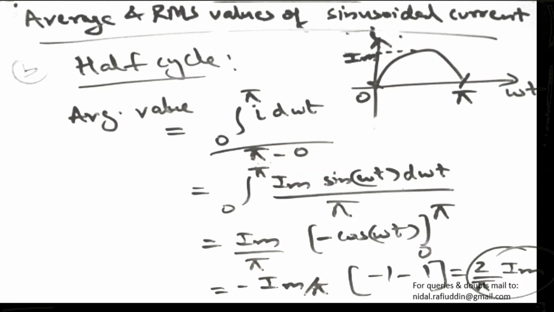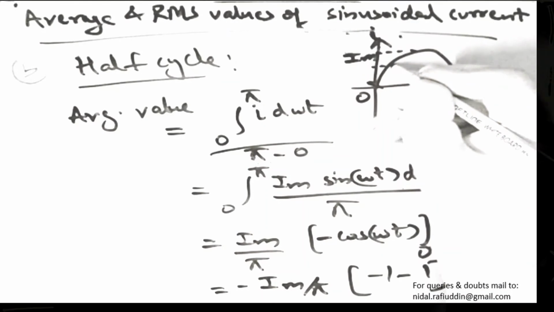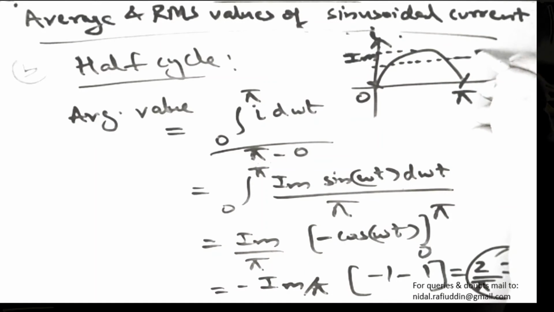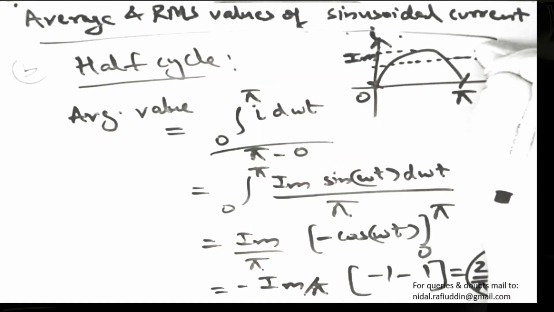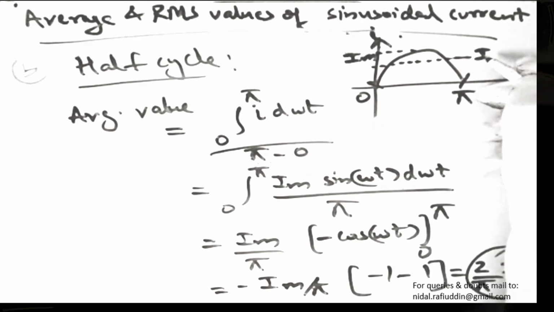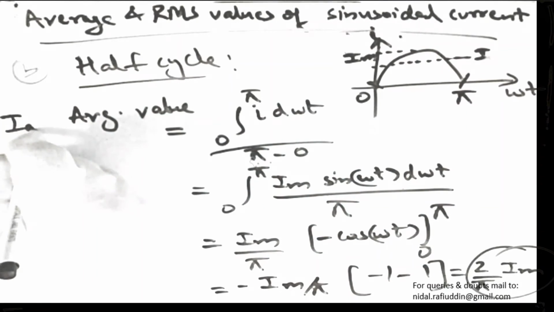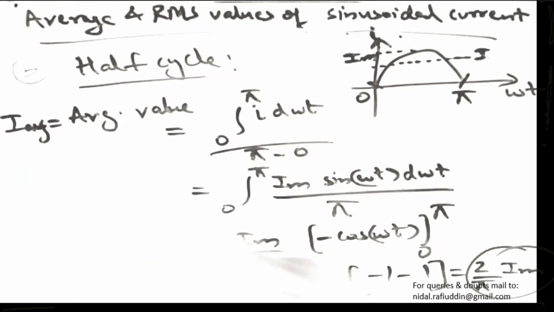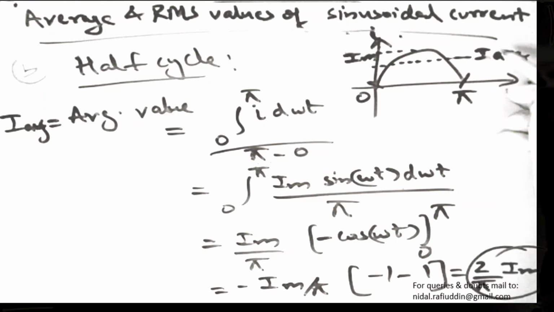Now you will have to notice here that this is different from the average value computed for the full wave. For the full wave we had the average as 0, while for the half we have this average value as 2 by pi Im, and 2 by pi lies somewhere between 0 and 1, which means that the average value would be lying somewhere below Im. So if we indicate this as I average, it would be somewhere below Im.